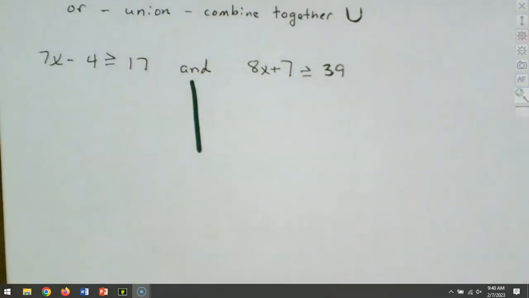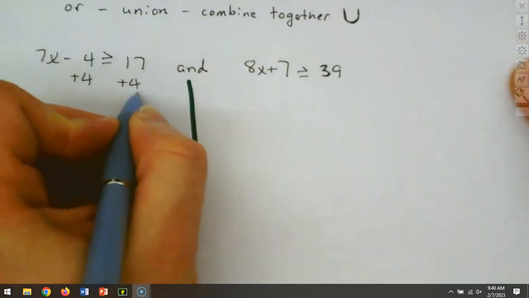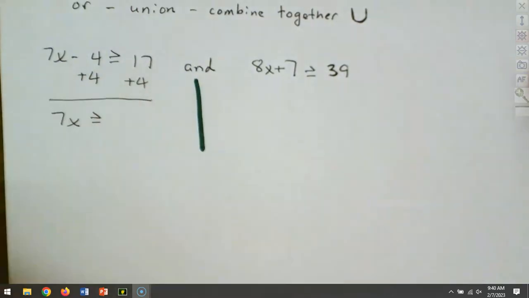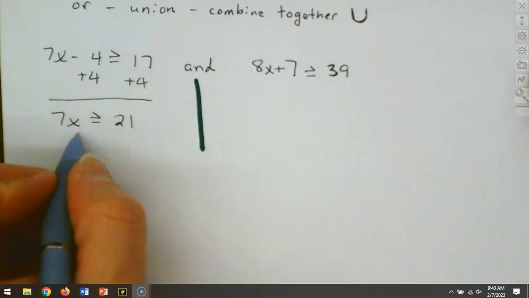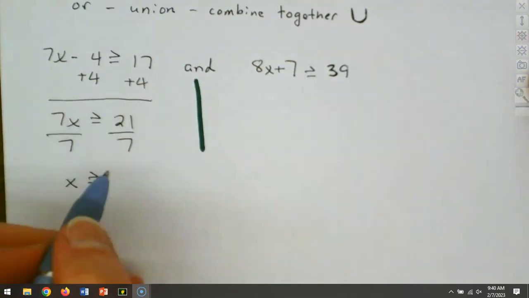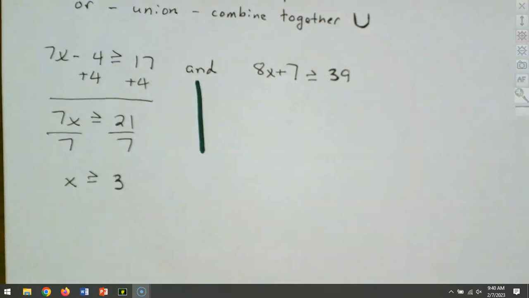So I'm going to begin by adding that 4 over. And that leaves me then with 7x is now greater than or equal to 21. We'll divide by our 7. And so x is greater than or equal to 3. Did we flip the inequality symbol? No. Why not? Did we divide by a negative number? No. Very important: whenever you divide by a negative, what do you do with the inequality symbol? You flip it.